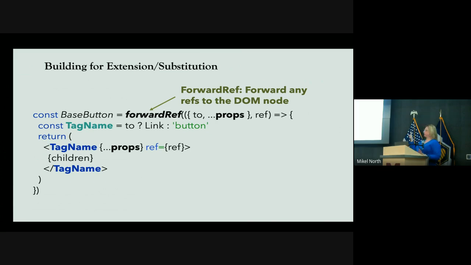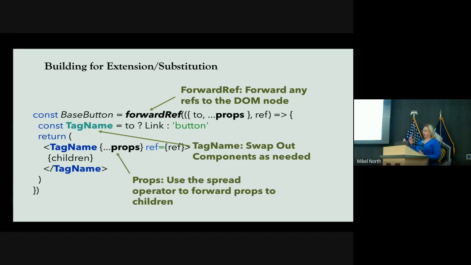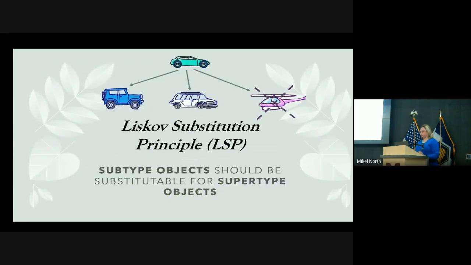This fixed button thing is going to come up a couple more times. We built a forwardRef, which is a React thing to forward refs to the DOM nodes that you're using in your component. This tag name is pretty cool. You could use a conditional to swap out what component you're actually putting in here as needed. And so I was able to do something like this to say, well, maybe I want drag and drop, maybe I don't. And you can use the spread operator to forward your props to the children.